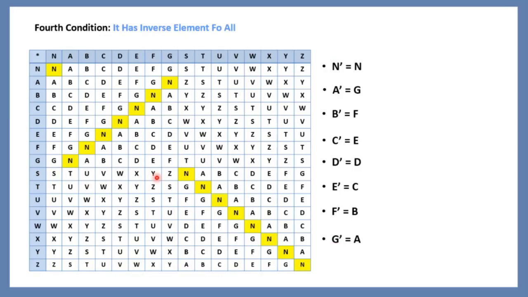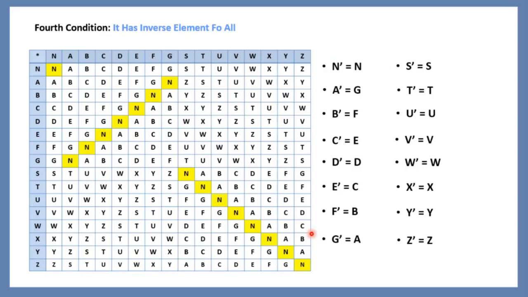Then S and S. So S inverse is itself, same as with T, its inverse is T. Same as with U, its inverse is U. Then the inverse of V is itself, same as with W, the inverse of W is W. The inverse of X is X. The inverse of Y is Y, and the inverse of Z is Z. Therefore, this table satisfies the fourth condition, which is it has inverse element for all.